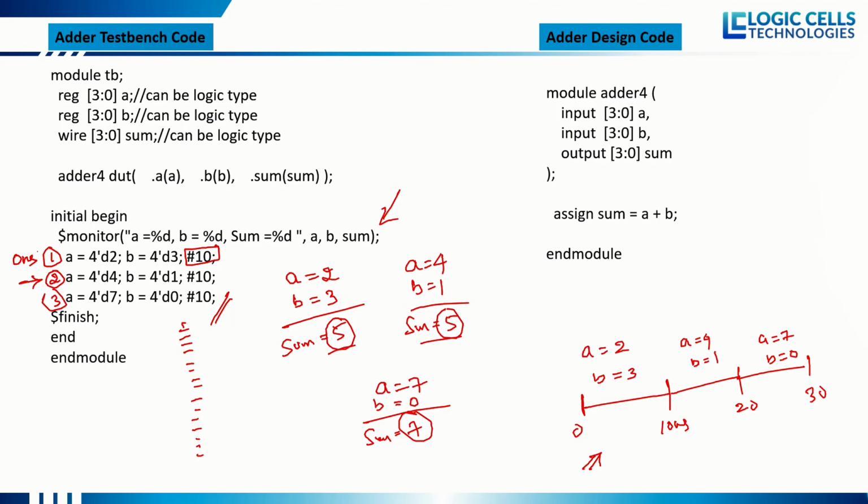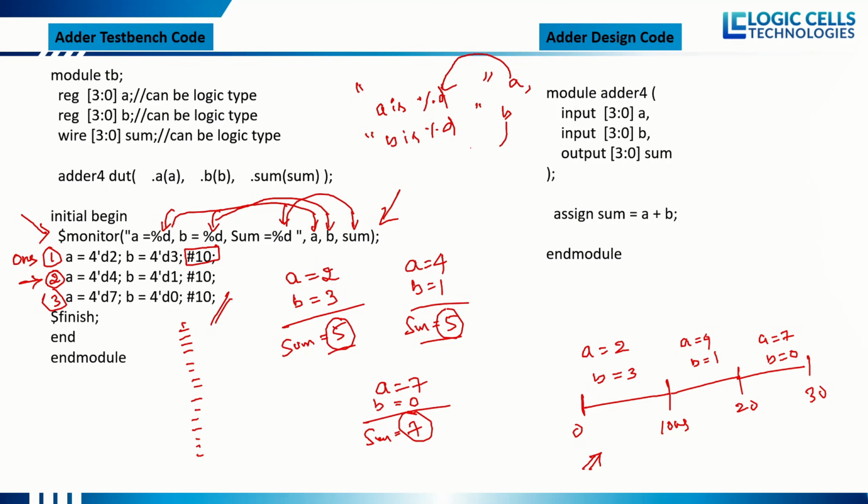What this monitor statement will do is pick the value of A, B and sum and put it here in decimal, %D. This A will come here, this B will come here and this sum will come here. Whatever we write within the double quotes is a string. A is %D, and if you write A here, and then B is %D, and if you write B here, this A will come and sit here.